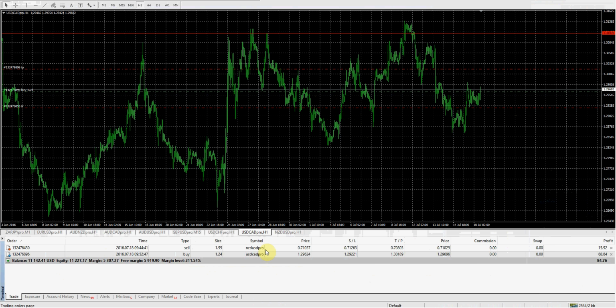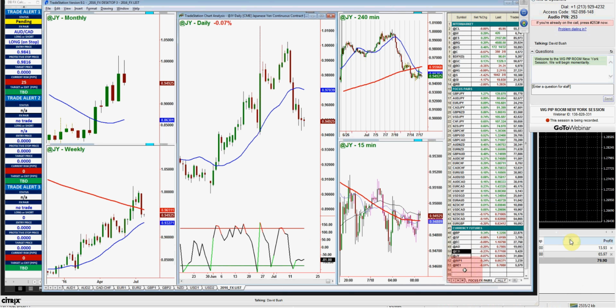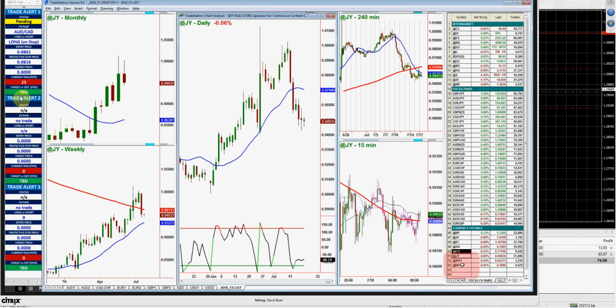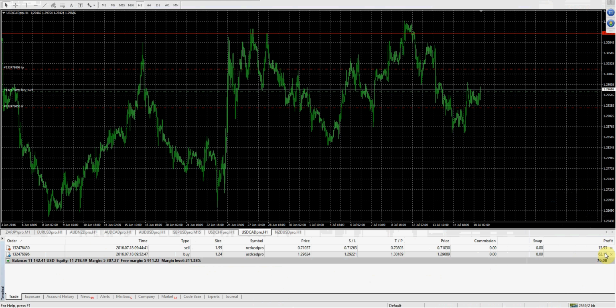Right now we're in two trades. We'll continue to watch that, see how it does. And obviously these are from the New York session. Actually, those might be from the London session because I'm looking up here. See trade alert, nothing there, nothing there, and we have a pending up here. So these are actually from, it looks like, the London session.